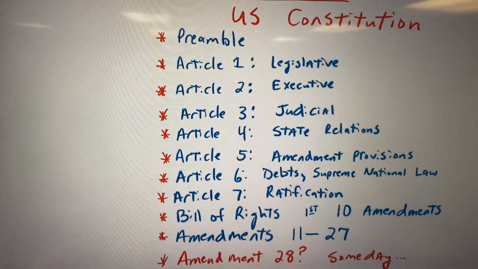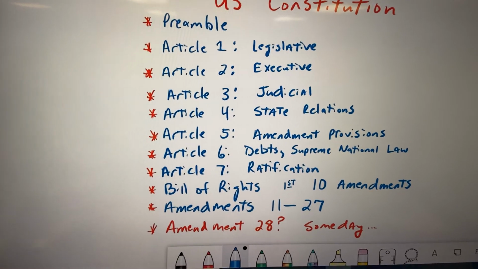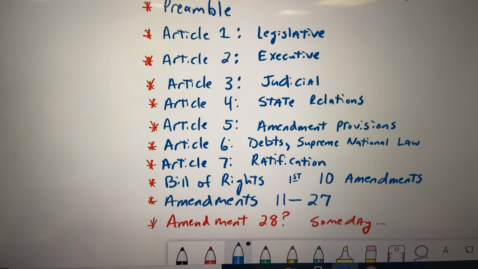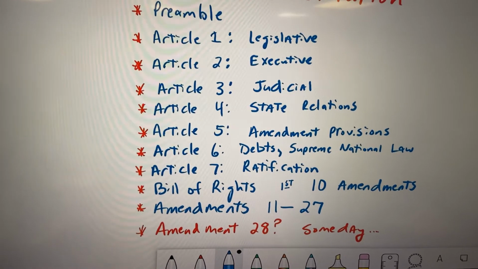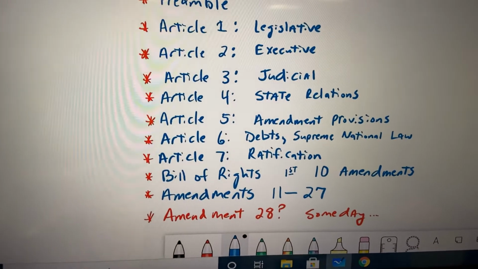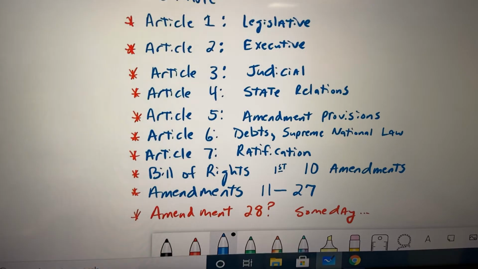Then there are 7 articles. Article 1 talks about how the legislative branch and Congress is going to be set up. Article 2 talks about the executive branch and the office of the presidency and how he goes about carrying out the laws and enforcing them. Article 3 talks about the judicial branch and how the United States Supreme Court is set up.